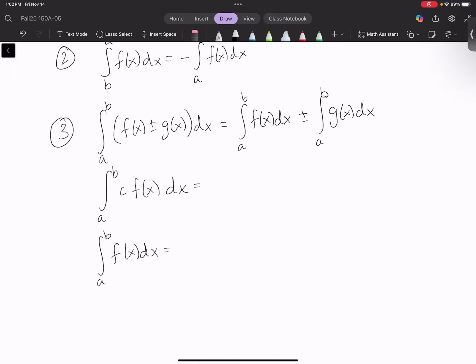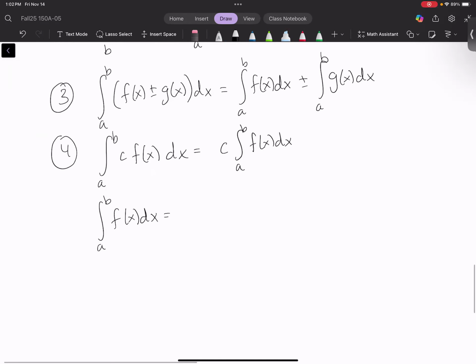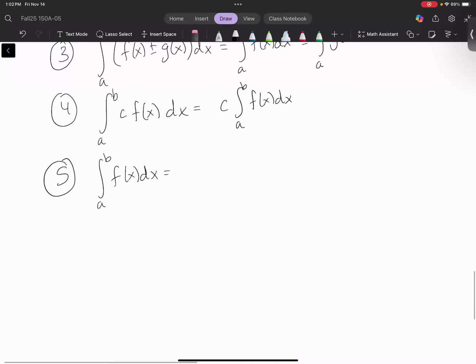Okay. Then this last one here. Right, constant multiple, same as with everything else. We can factor that out. Okay. Then this one's kind of picking up an analogy from the sum thing.